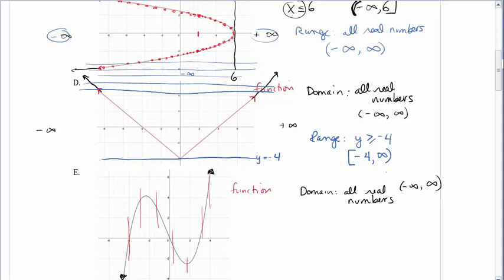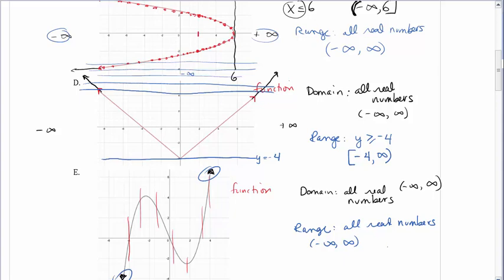And for the last one here, E, if you think about a floor and a ceiling for the range, you can see that those arrows say that this graph is going forever down and forever up. So there is no floor and there is no ceiling that I can put around this graph. So the range is all real numbers. And again, if you want interval notation, that would be negative infinity to positive infinity.